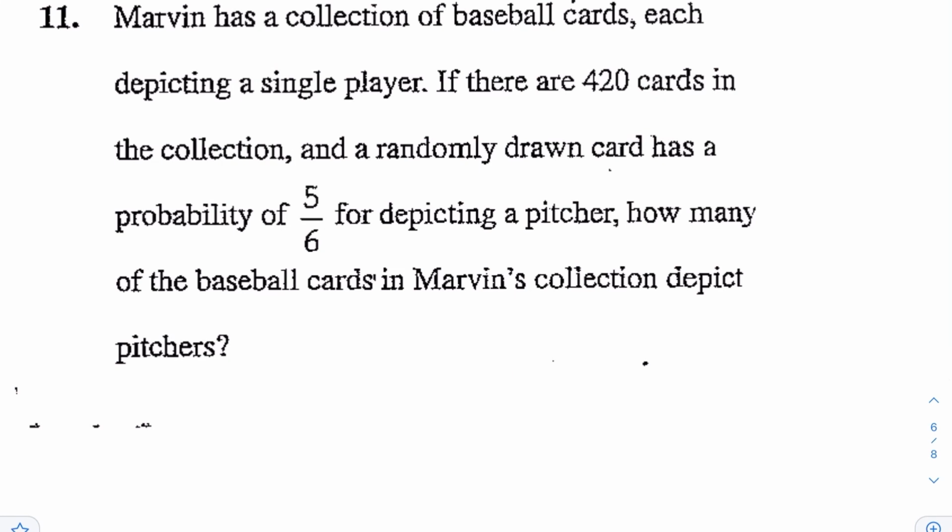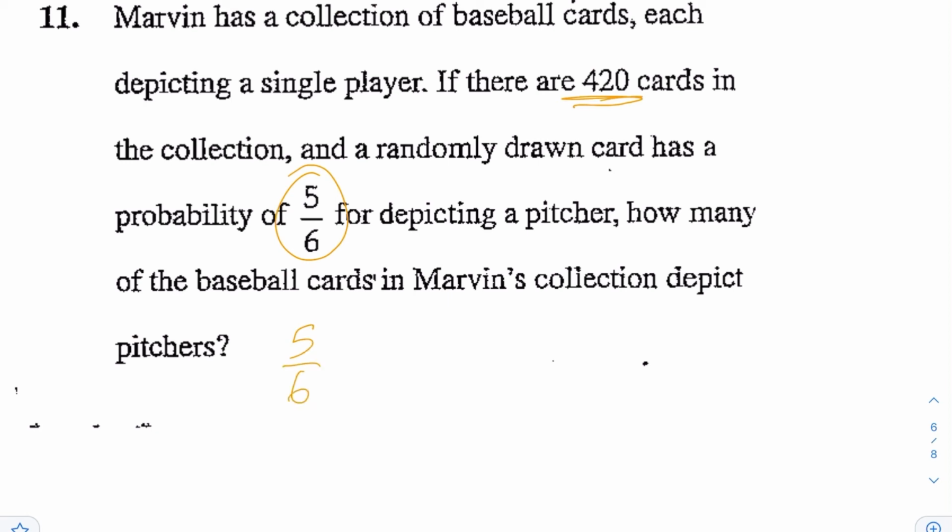Okay, next for number 11, Marvin has a collection of baseball cards, each just depicting a single player. If there are 420 cards in the collection and a randomly drawn card has a probability of 5/6 of depicting the picture, how many of the baseball cards in the collection depict pitchers? So 5/6 is the probability, and that's the total.